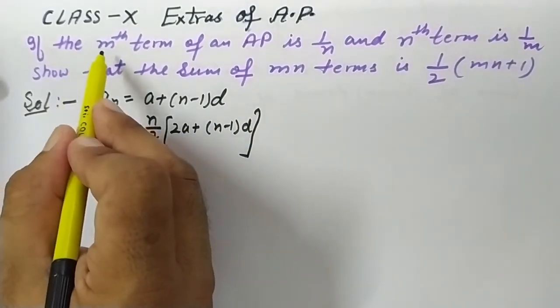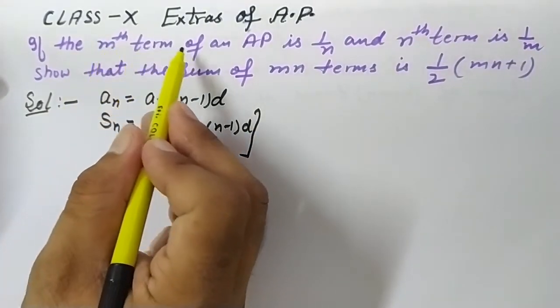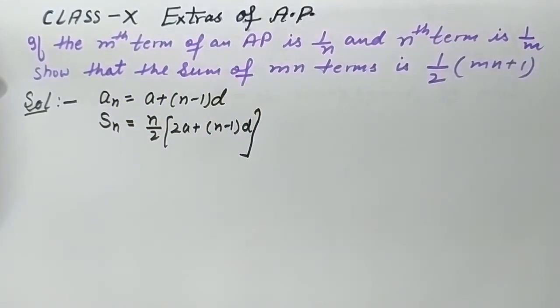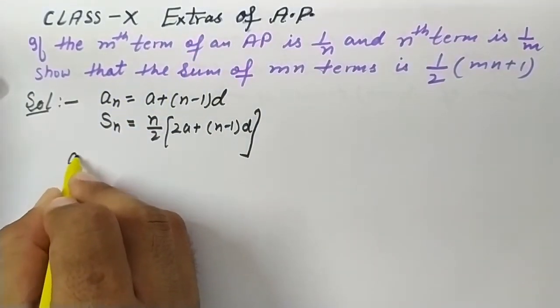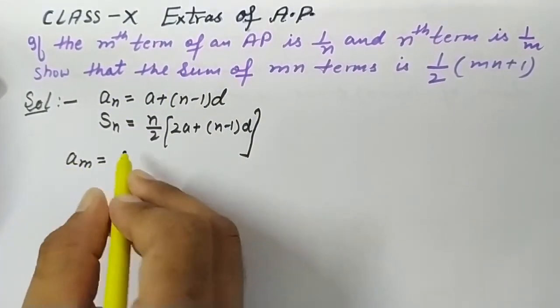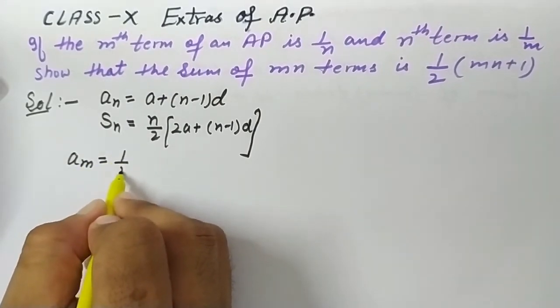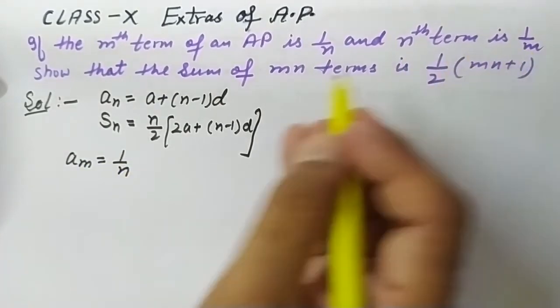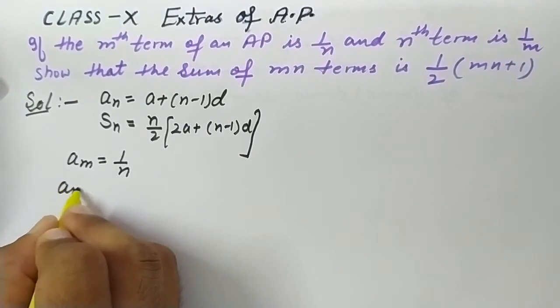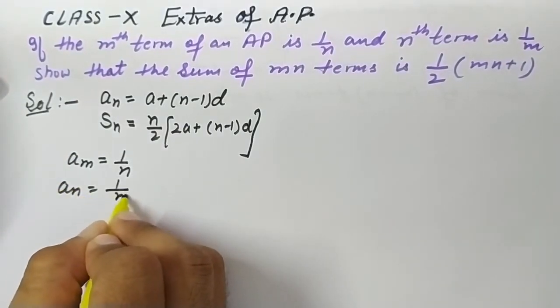First of all, what is given in the question? Mth term of an AP is 1 by n. So it is given that the mth term, am, is 1 by n, and the nth term is given as 1 by m.